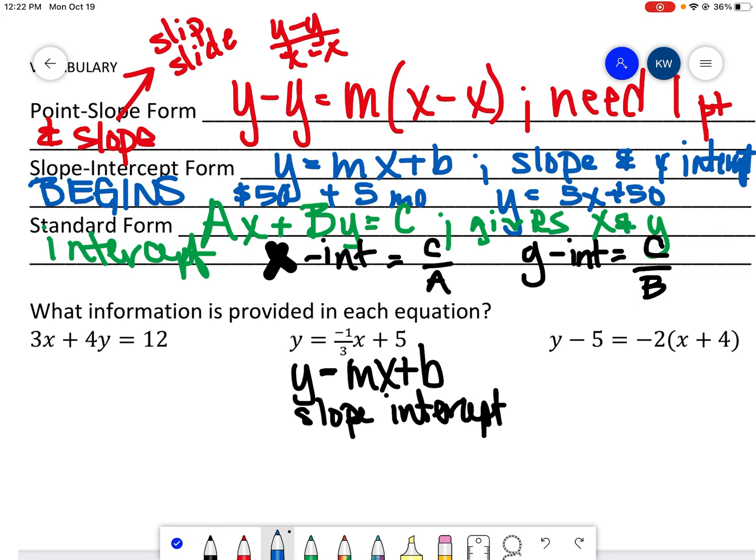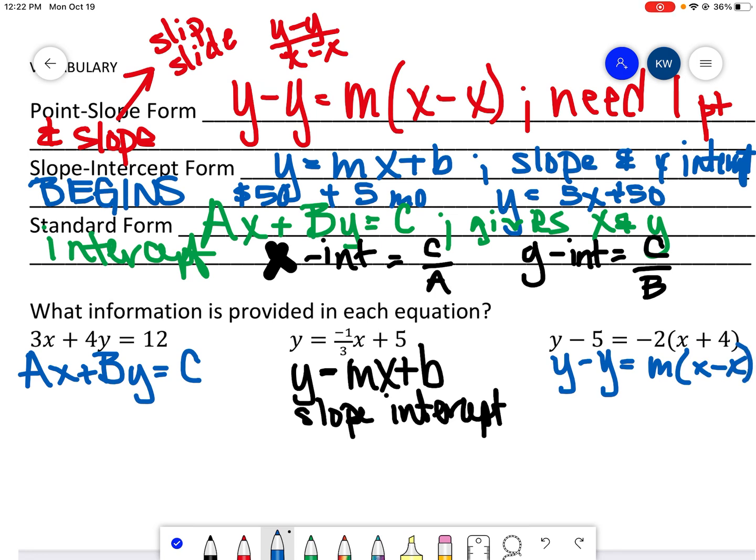Now, then I've got y minus y. Does this start with y minus y? No. So this one is going to be my ax plus by equals c. And this one's going to be my y minus y equals m times x minus x.